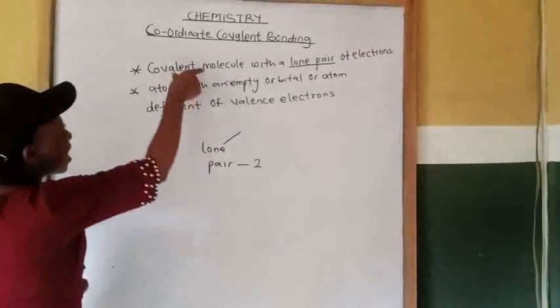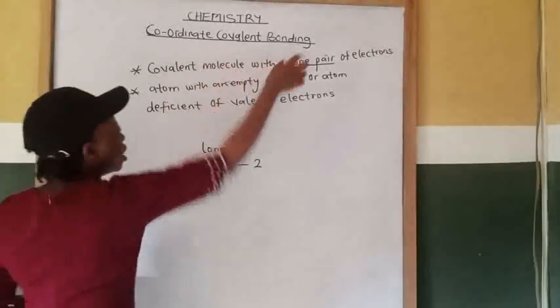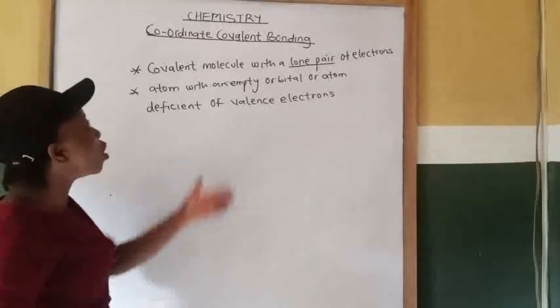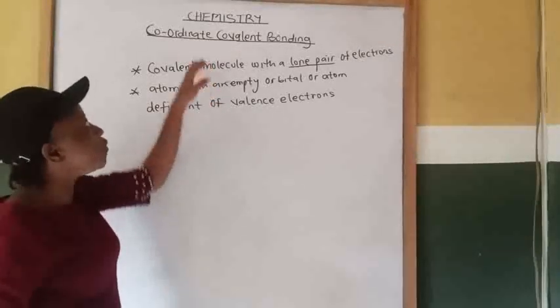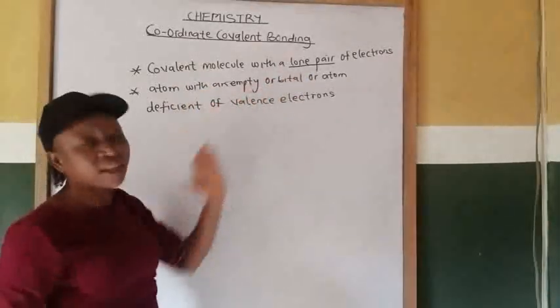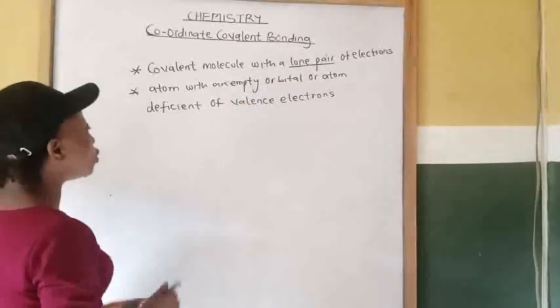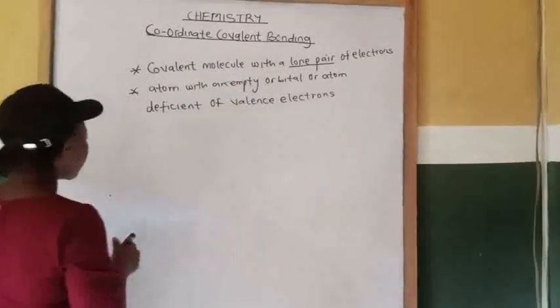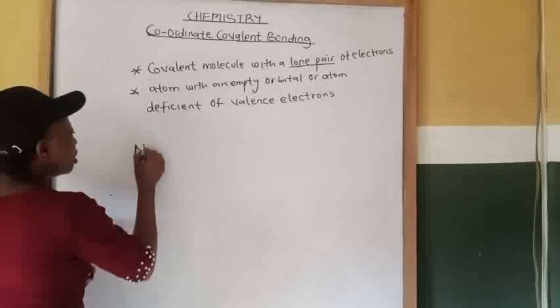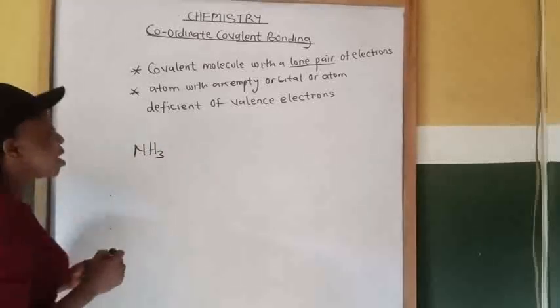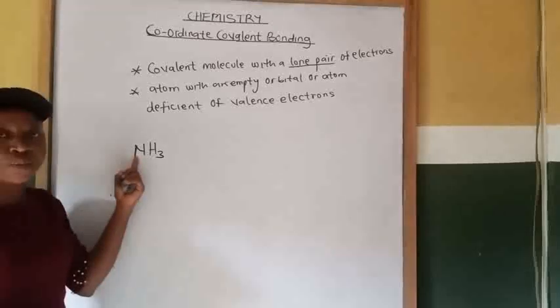So let's take an example of a covalent molecule with a lone pair of electrons first, because we need to understand that before we can bring them together to form a coordinate covalent compound. We need to understand what a lone pair is. An example of a covalent molecule is ammonia. Ammonia is a covalent molecule.